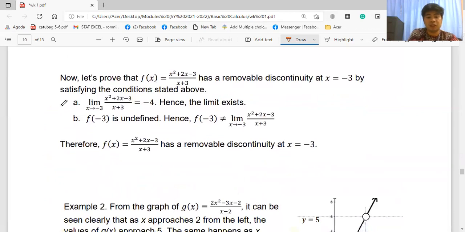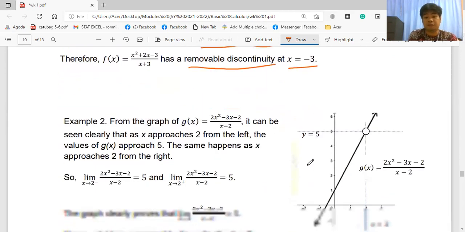Okay, yan na yung condition. Yes, the limit exists and f of negative 3 is undefined. Hence, they are actually not equal. Tandaan nyo class, kapag sinabi ng undefined, no other number can be related to an undefined. Kaya nga undefined, how are you going to relate? So, not equal naman talaga. Therefore, it has a removable discontinuity at x that is equal to negative 3.